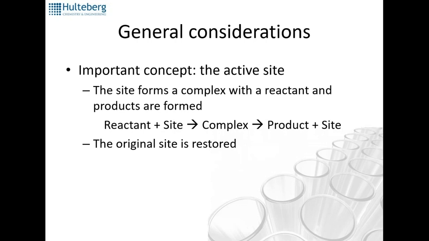It forms some kind of complex or new structure, and then the products are formed through chemical reaction. Could be interaction between two different reactants, and the site is restored. And that's really a key sentence. The original site is restored. So by reforming this site again, we can actually reuse the catalyst many times.